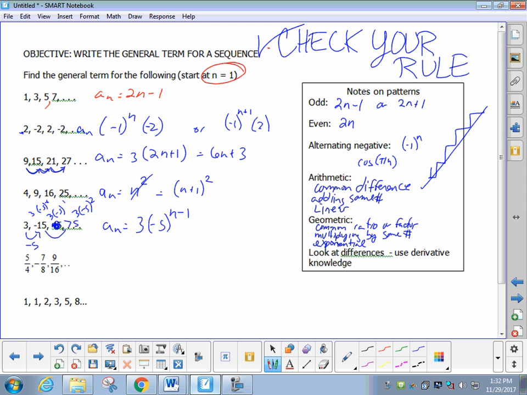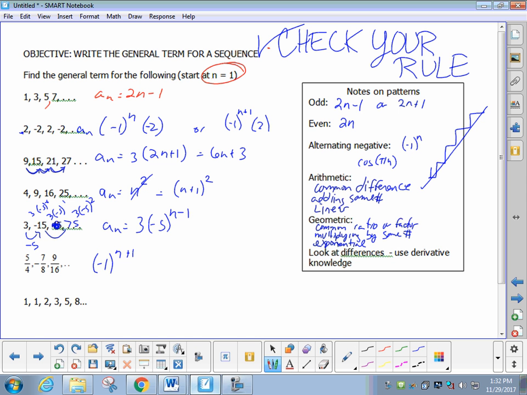Okay, now, how many patterns are at work here? 3. There are 3 patterns there. What are they? Alternating negative, that's one. The numerator and denominator are doing different things. They're not following the same pattern. So there are 3 patterns there. Negative 1 to the n or n plus 1? Would n work? N would start at a negative. Do you agree that would not work? So it needs to be n plus 1. You could also do n minus 1.